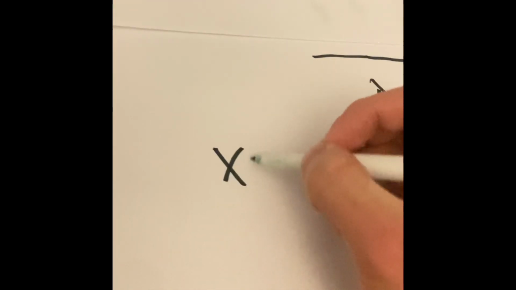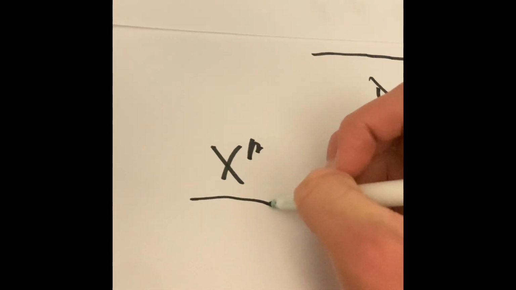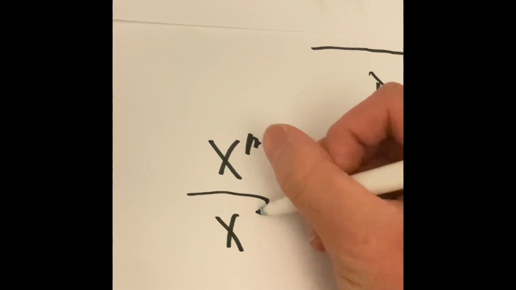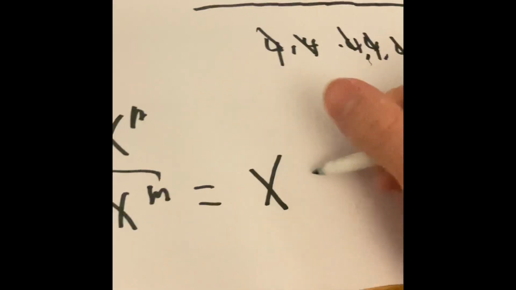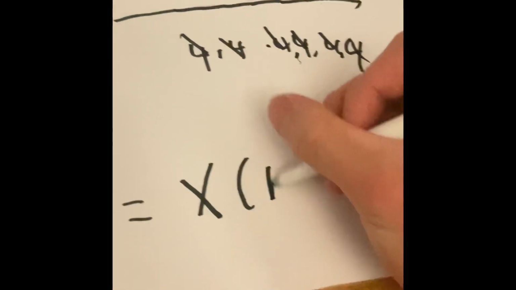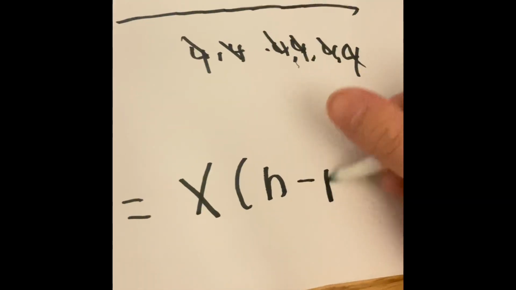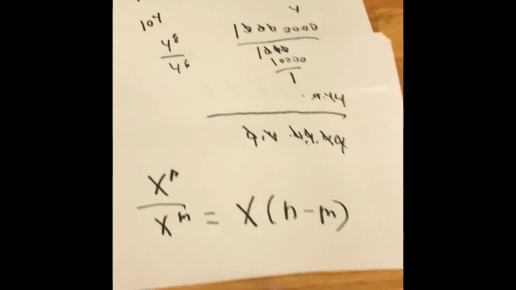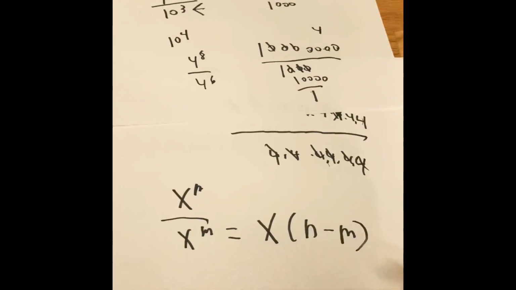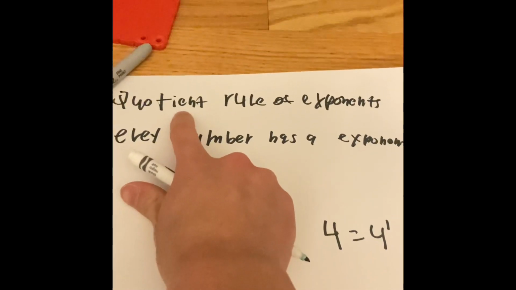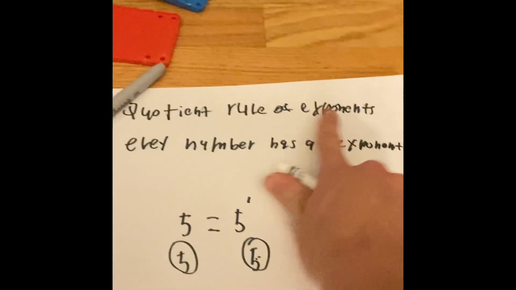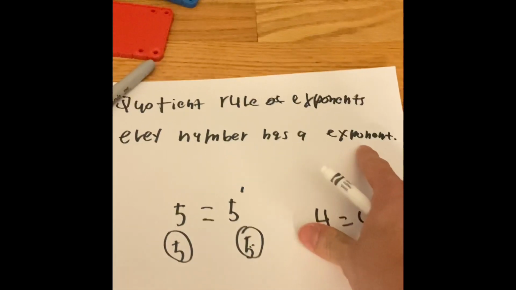There is a rule that we can visualize that will help us: when you have x to the power of m, divided by x to the power of a different one, or it can be the same, that's the same thing as x to the power of your first exponent subtract your second exponent. So, cha-ching, we have another shortcut. And that is how we understand the quotient rule of exponents and why every number has an exponent.